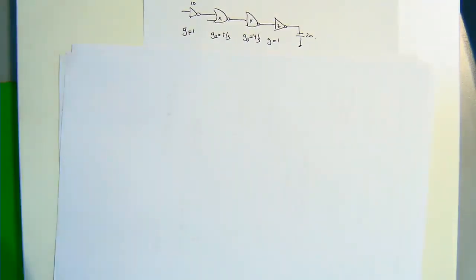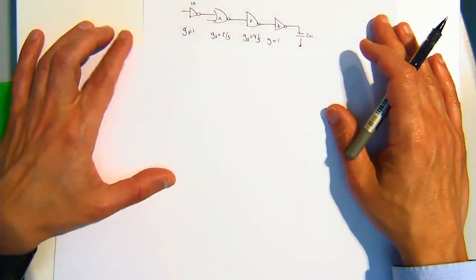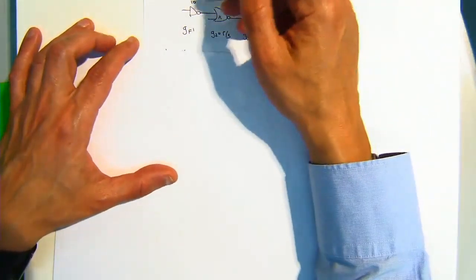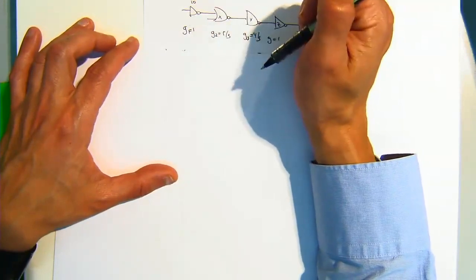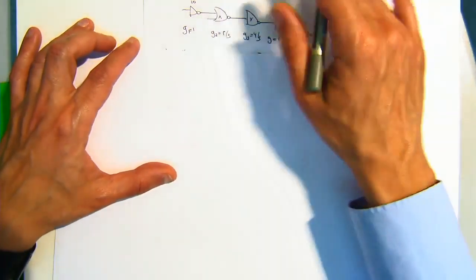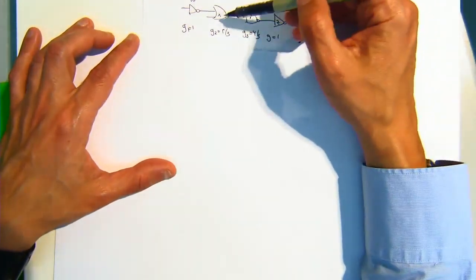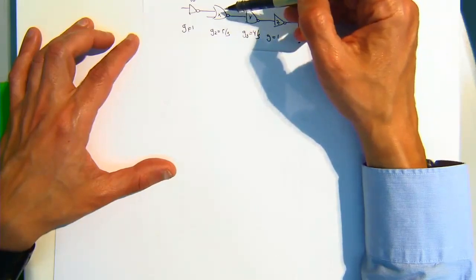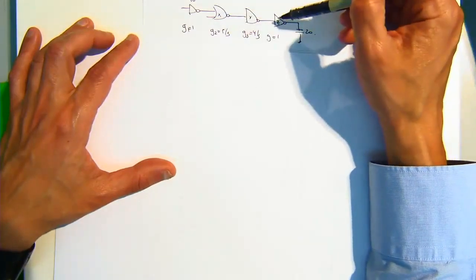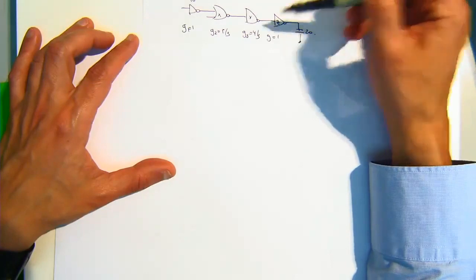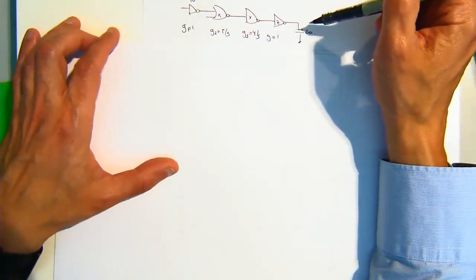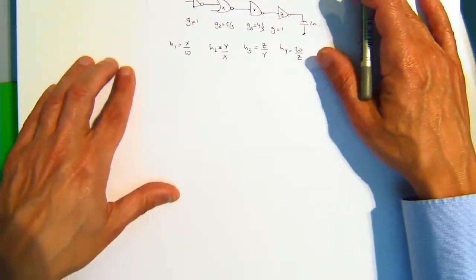Now, what I'm going to do is work out the Hs for each element rather than the path Hs, right? What the electrical effort is. What's the electrical effort H1? Yep. All right. And H2? All right. H3? X. All right. And H4? 20 on Z. Perfect. All right.